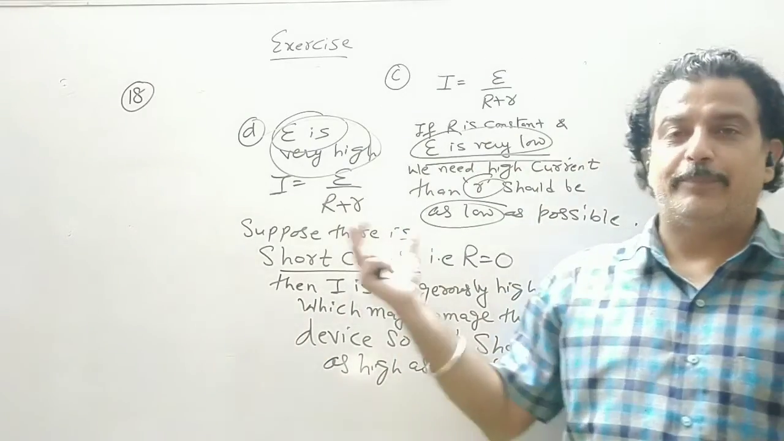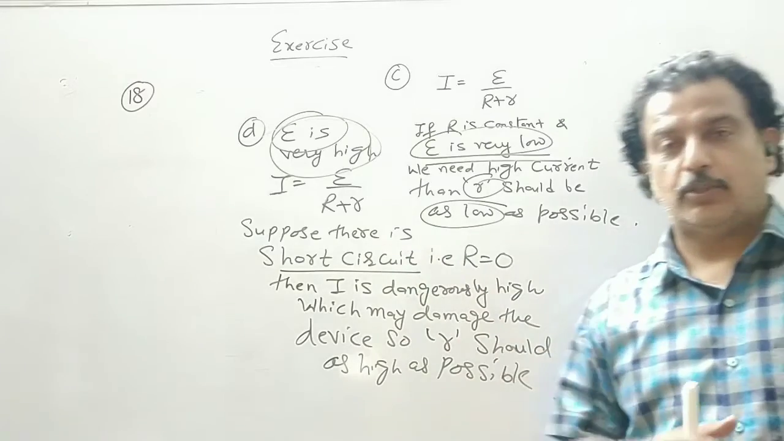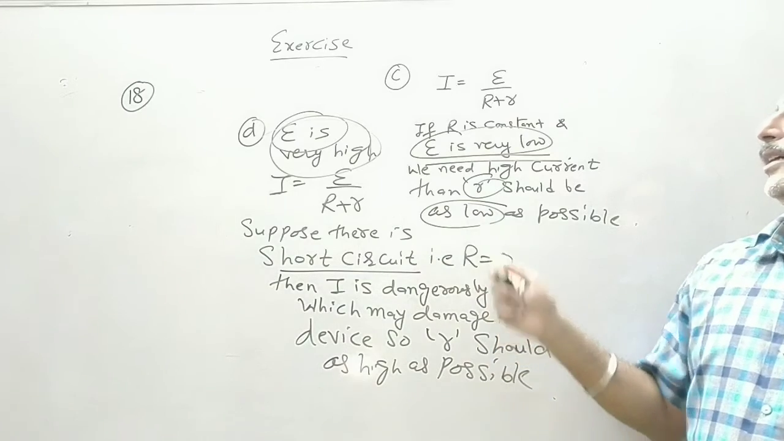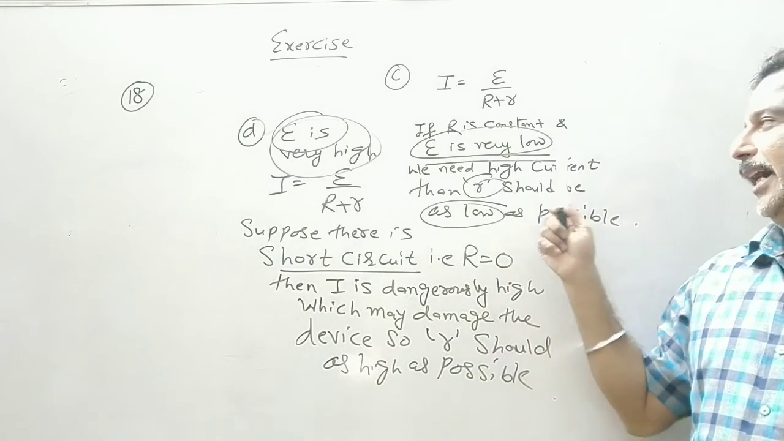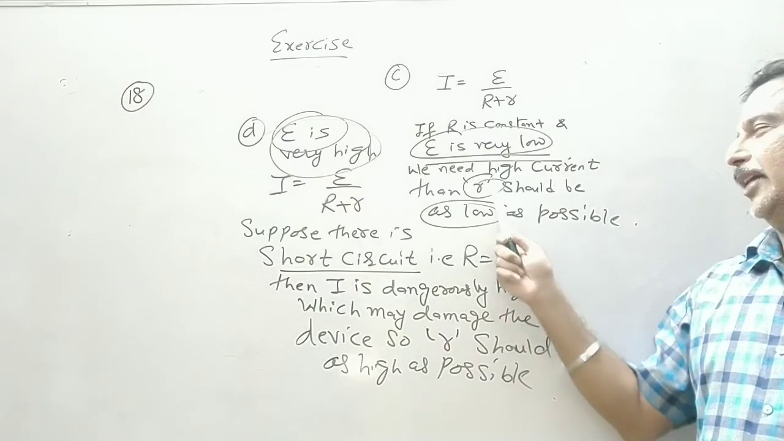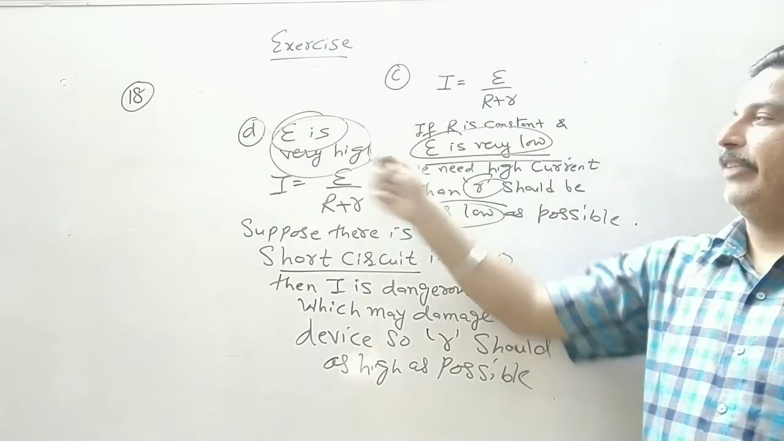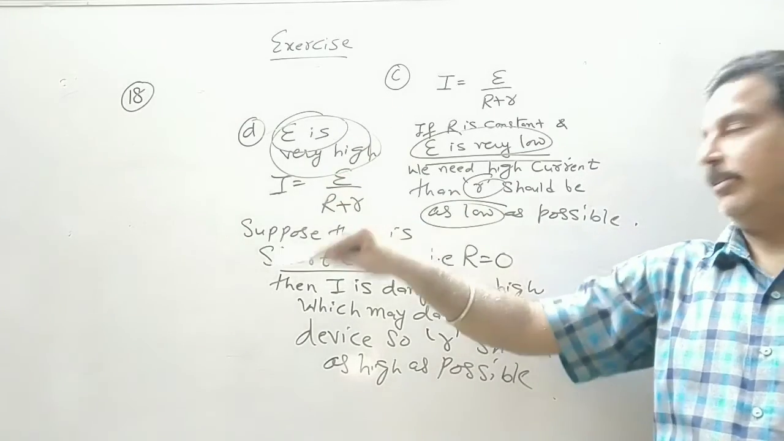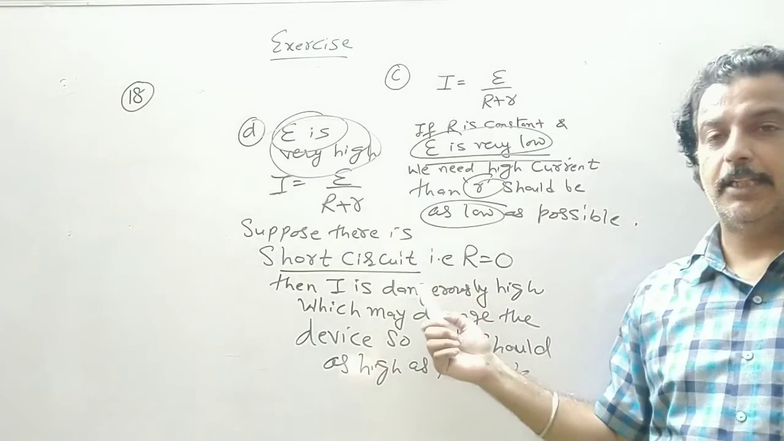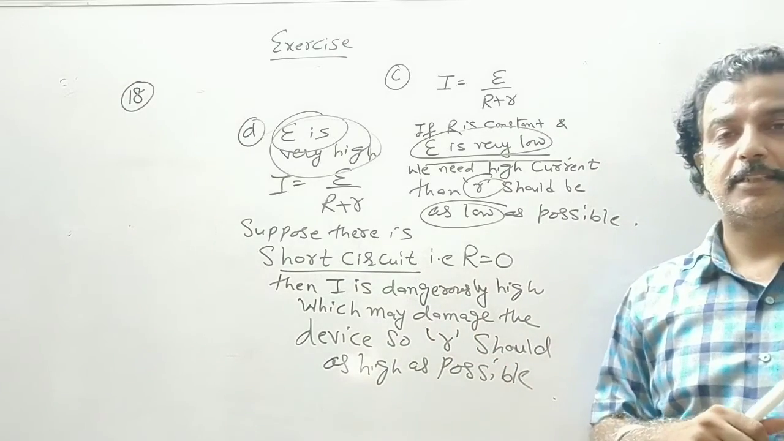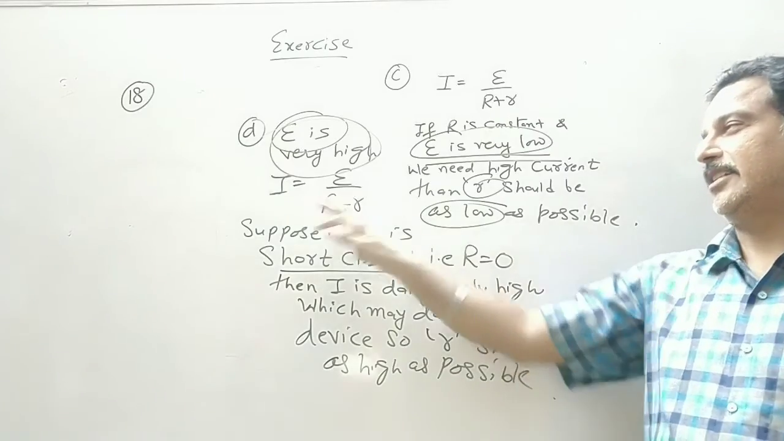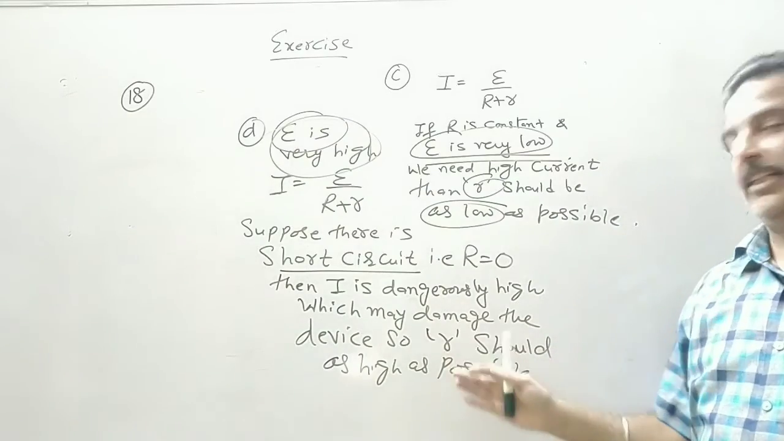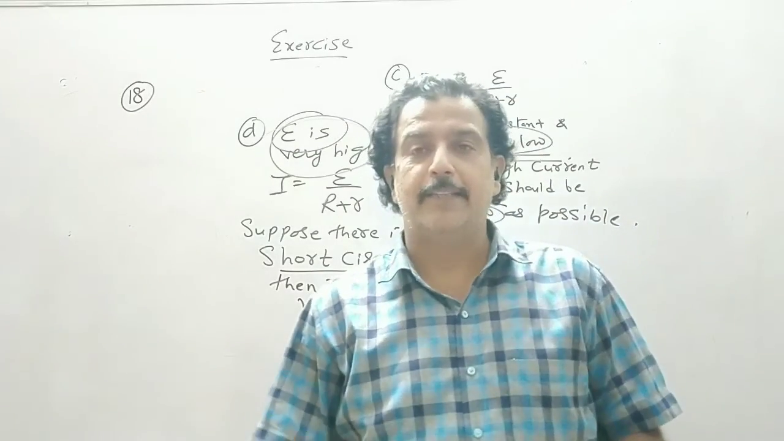So this was a simple MCQ-based question, so that we remember this concept easily. Low EMF and high current required: r should be as low as possible. If E is very high, that is a high tension supply, and if some mishap happens, like a short circuit, then external resistance is 0. Now if external resistance becomes 0, current can be dangerously high and it can damage our device. So the internal resistance should be as high as possible.